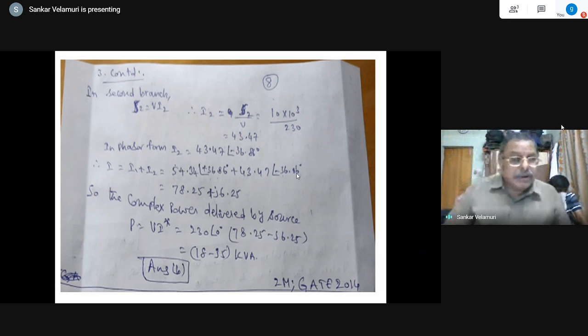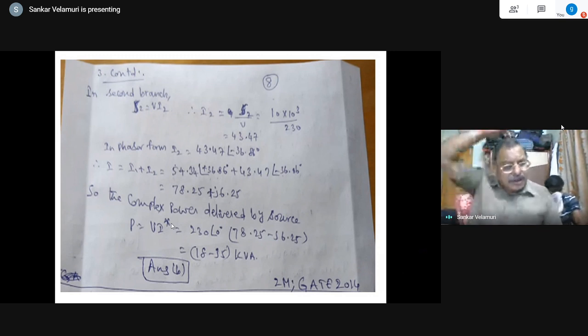Okay. Anyway, so the current is being obtained. So complex power delivered by the source, S equal to V I conjugate. You know, the conjugate is to be written. If V is taken as the reference, it is V into I conjugate, and if I is taken as the reference, it is I into V conjugate. These things are quite common.